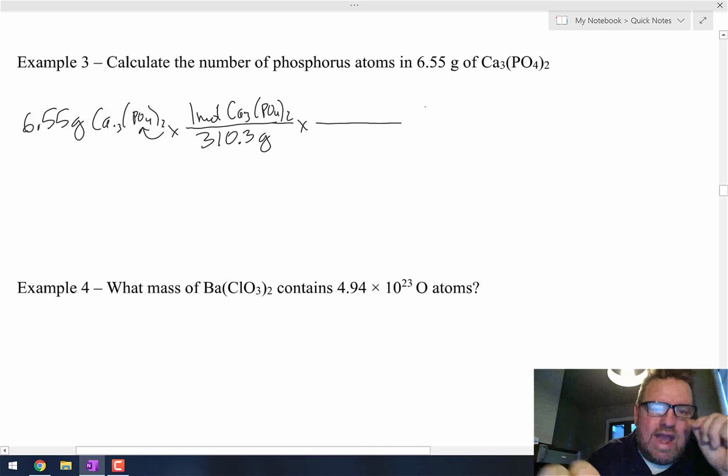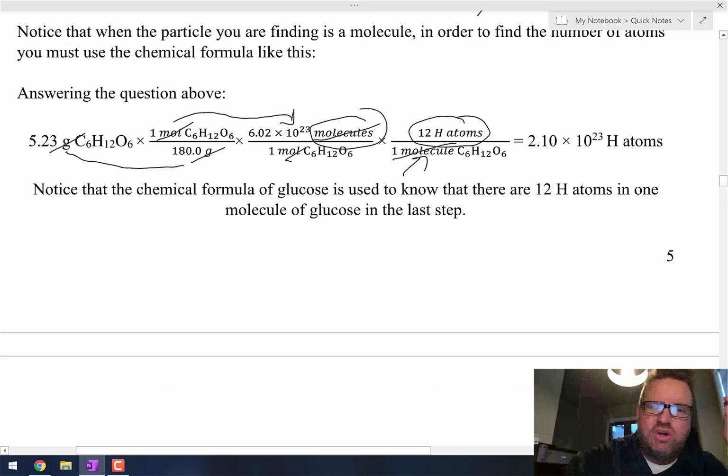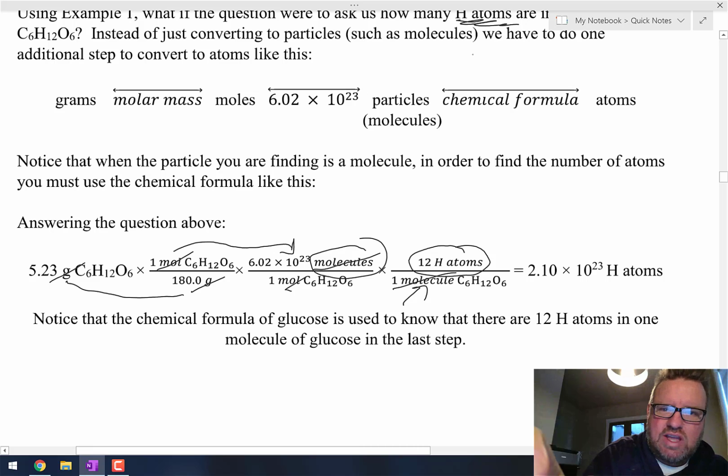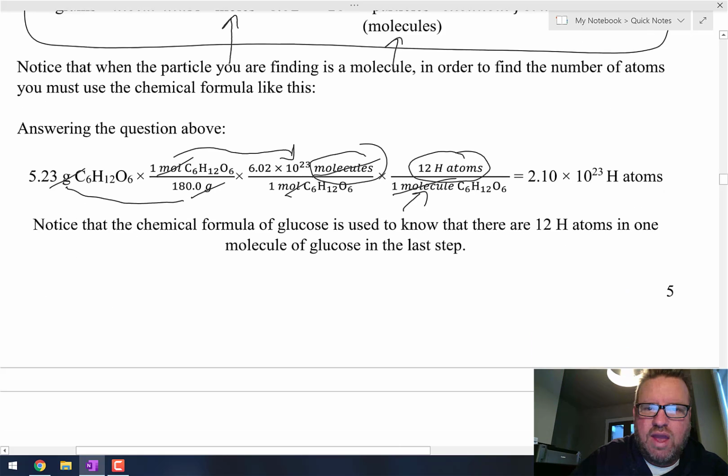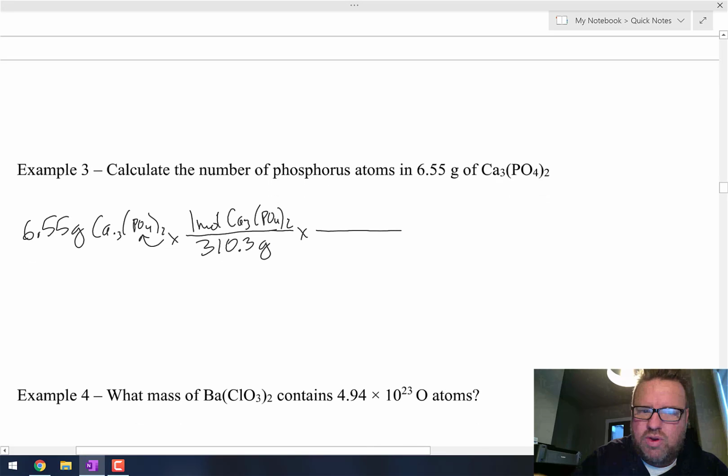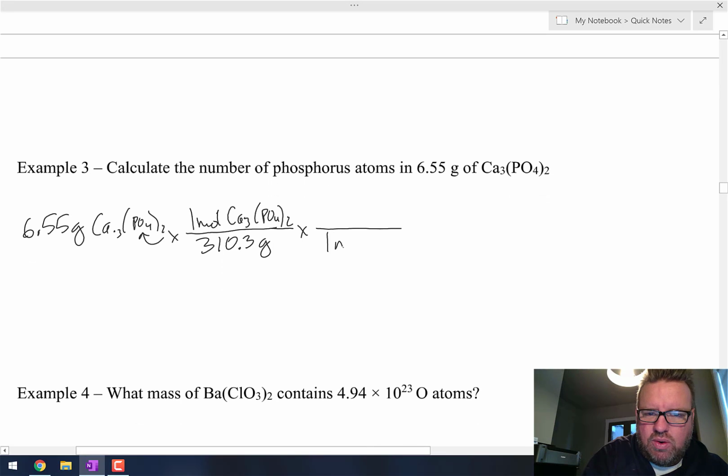Okay, and now, once I have grams, what's my next step always? Again, if you're not sure, come back here and look at this. This is the map you're going to follow. So right now I'm at moles. What's my next step? I've got to go to particles. Okay? And how do I do that? I use 6.02 times 10 to the 23rd. So in 1 mole of Ca3(PO4)2, there are 6.02 times 10 to the 23rd particles of Ca3(PO4)2.